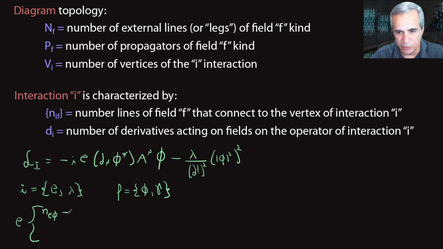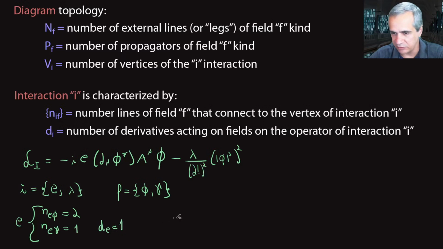which is 2, because in this interaction I have two lines for the scalar field. I have n e gamma, which is 1. So the vertex looks like this for this interaction. And of course I have a derivative here, so d_e is equal to 1. So these three numbers characterize the first interaction.